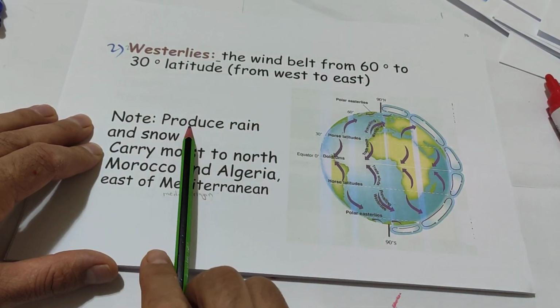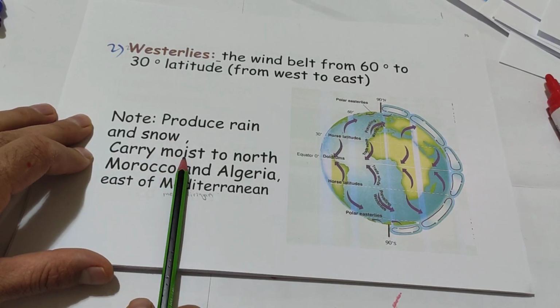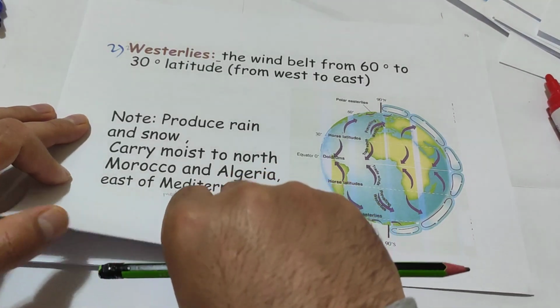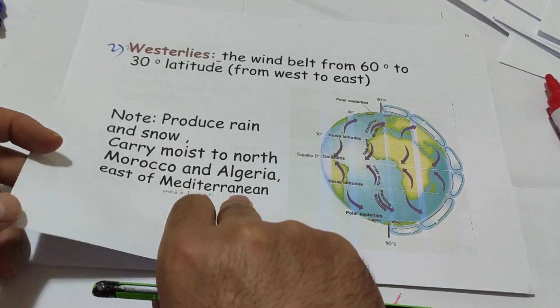Alright, producing rain and snow, they carry most of North Morocco and Algeria. Morocco and Algeria are found in those places.